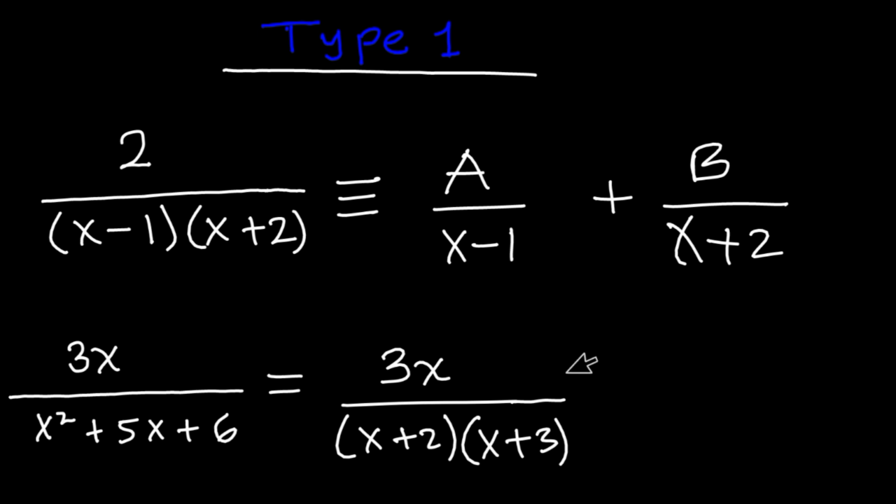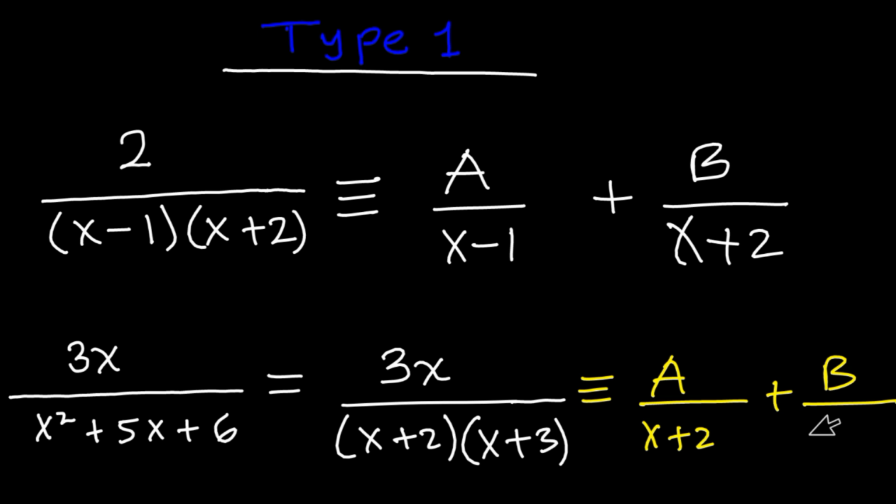To set this one into partial fractions, we are going to have a constant numerator for the first factor, all divided by x plus 2. Then plus another constant numerator for the second factor, which is x plus 3. And this is how to set this into partial fractions. Now let's consider type 2.